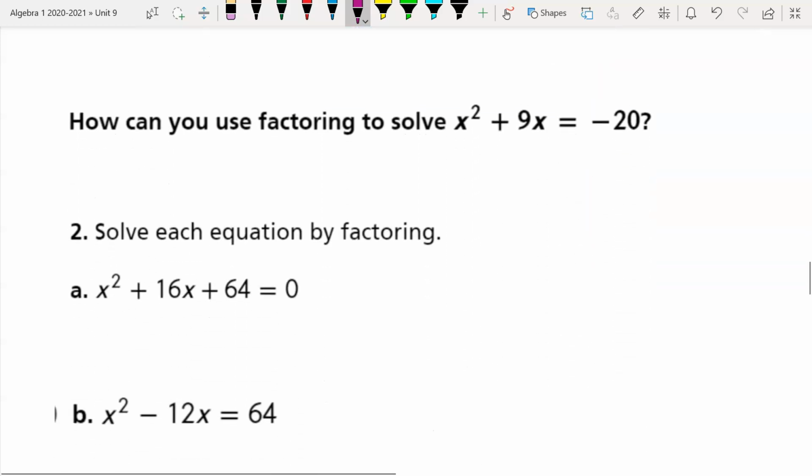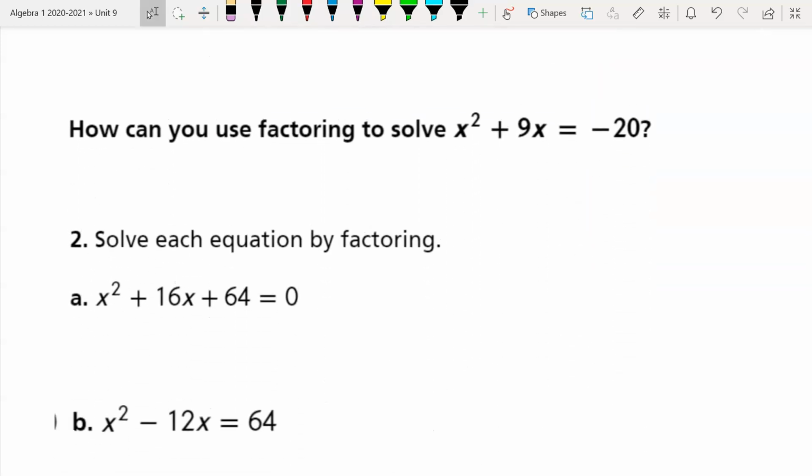So it says, how can you use factoring to solve x squared plus 9x equals negative 20? Well, remember, the goal here is I want it to equal 0. So this doesn't equal 0, so I need to add 20 to the other side. And I can't combine it with anything because it doesn't have an x attached to it or an x squared, so I can't combine it with the x squared or the 9x. So now it looks like this. x squared plus 9x plus 20 equals 0.